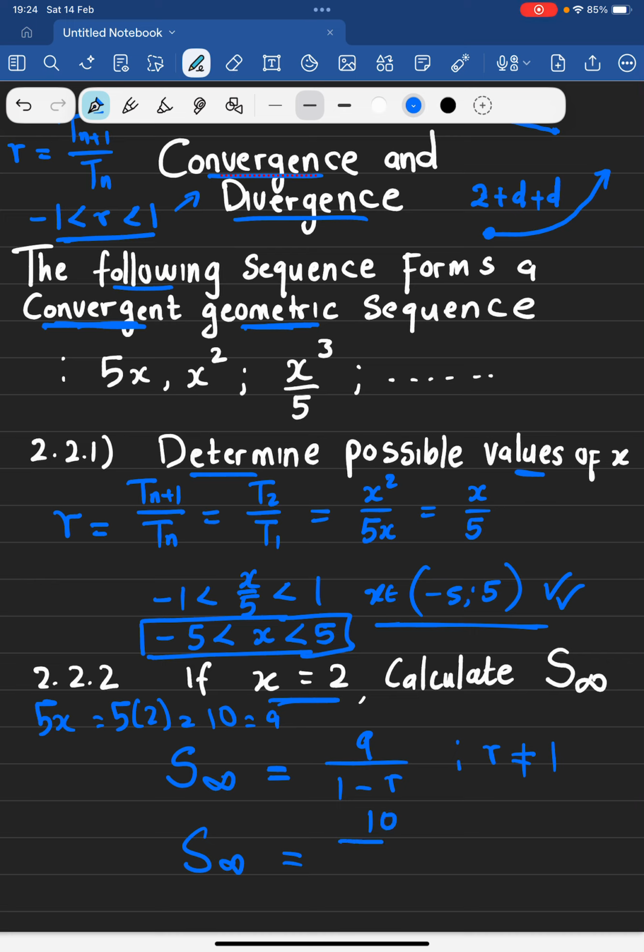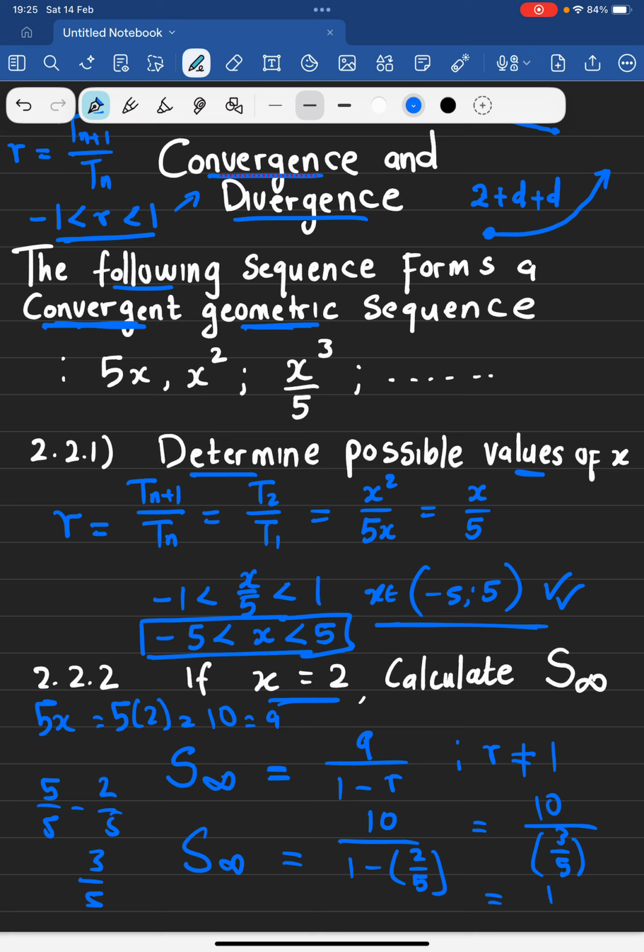So you have 10 over 1 minus r. R is what? R is x over 5. So you're going to put 2 where there is x. So it becomes 2 over 5. Then this becomes 10 over 5 over 5 minus 2 over 5. That is 3 over 5.